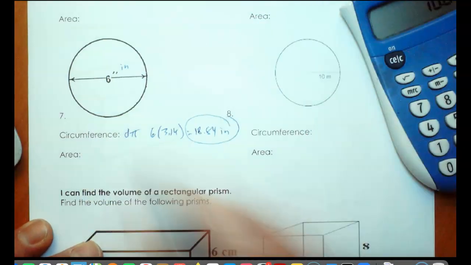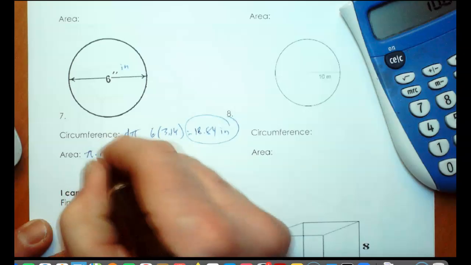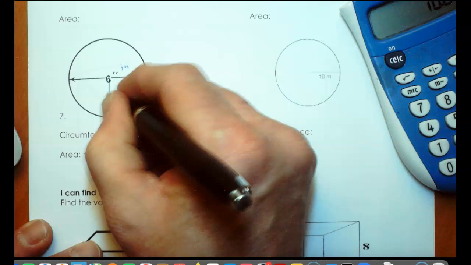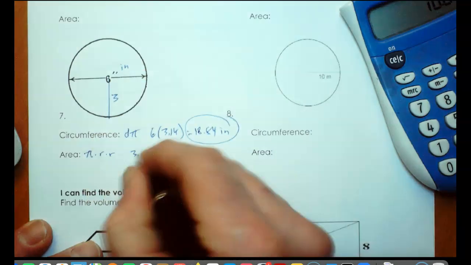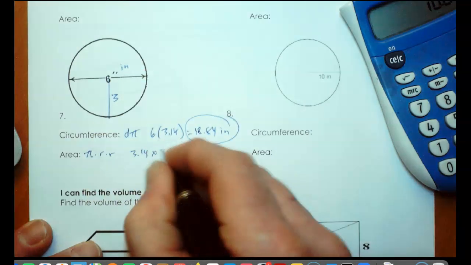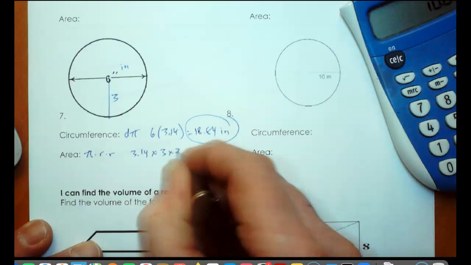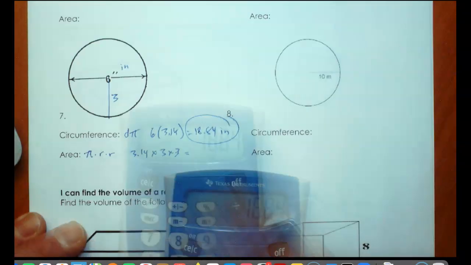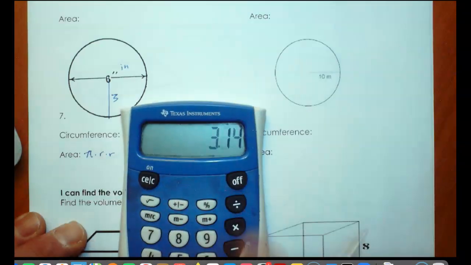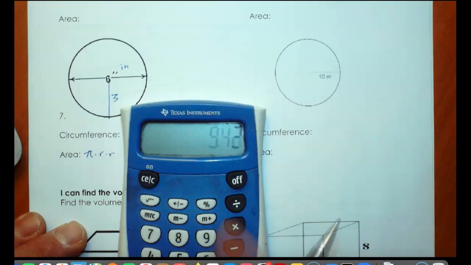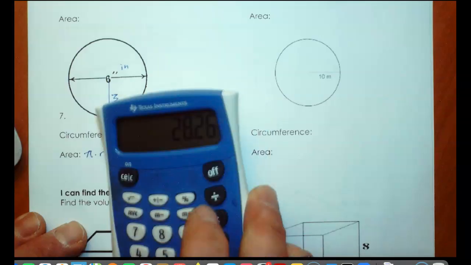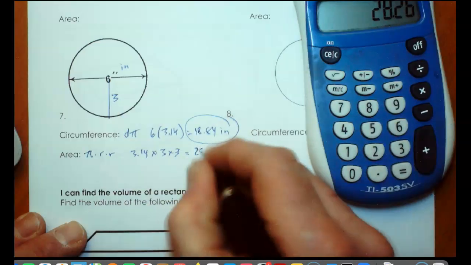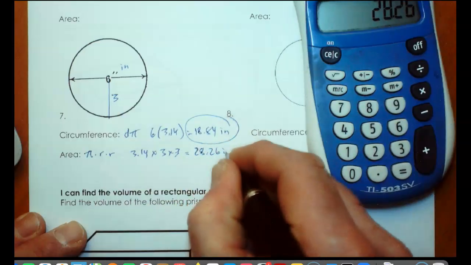And area is pi r r. We have to make a radius. If the diameter is 6, the radius is 3. So 3.14 times 3 times 3. It's a horrible looking 3. So let's put that in. 3.14 times 3 times 3 is 28.26, and that'll be in inches squared.